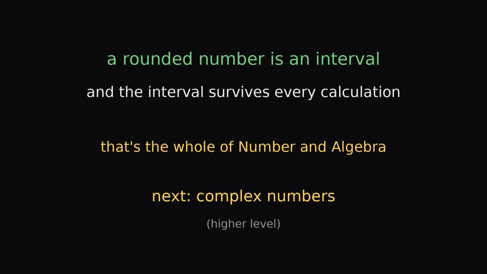So a rounded number is an interval, and the interval survives every calculation you put it through. That's the last of the number and algebra core. The next 4 videos are higher level only. We're going to build a number system where the square root of -1 exists. Next video, complex numbers.